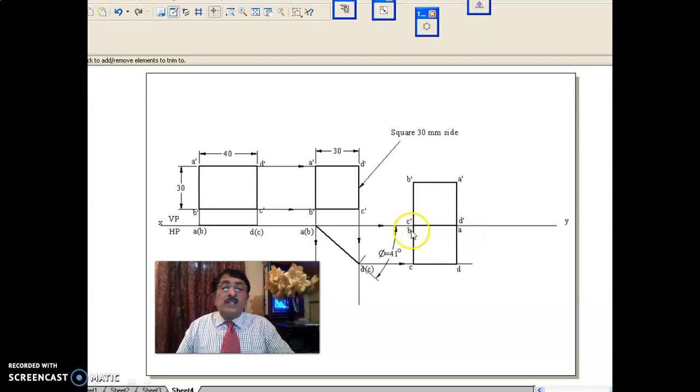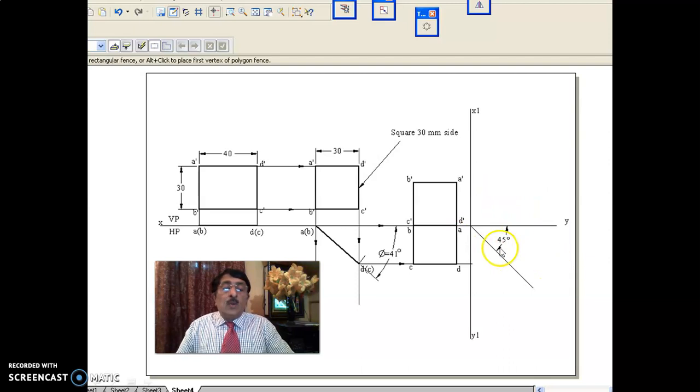Now looking at this, AB is in VP, the opposite edge CD is on HP, and it appears as a square in the front view. Since the inclination to VP is constant and it is moved with reference to AB, the front view cannot change. This front view and this front view will remain the same. I moved it in such a way with a constant inclination of 41 degrees, that is a square. I rotated it and pushed it in such a way that C dash D dash comes on the XY line. That means edge in VP, opposite edge in HP. The opposite edge C dash D dash is in HP. You have drawn the projections for this one.